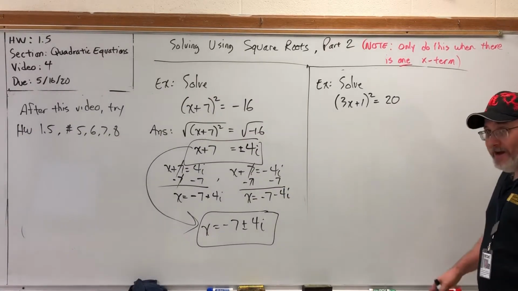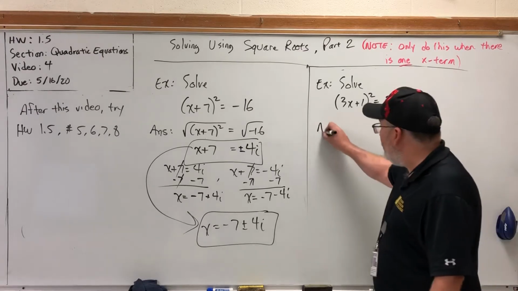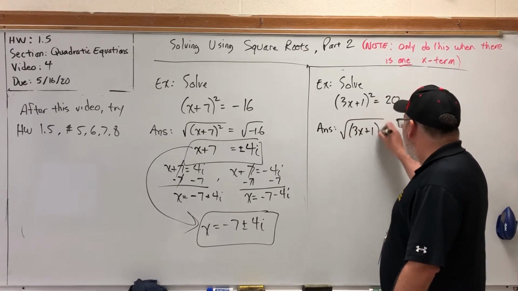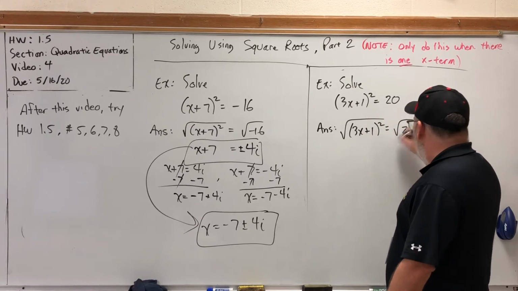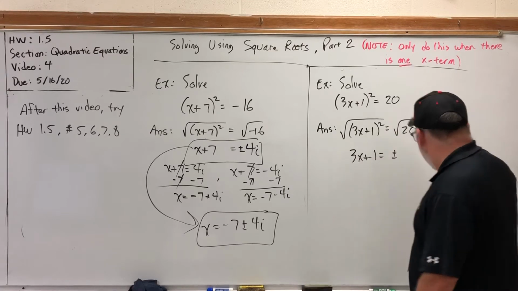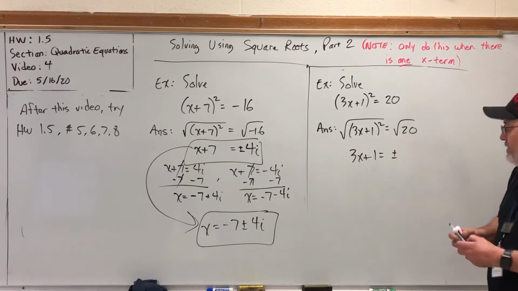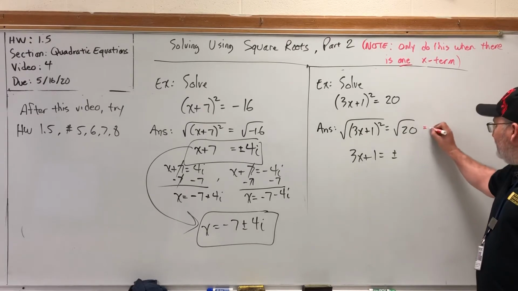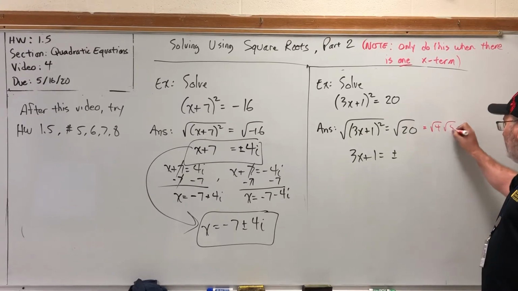Even though there's no i's, watch what happens when I break out the square root. Square root of (3x plus 1) squared equals the square root of 20. Cancel the square, bring in the plus minus. We have a different issue over here. It's not the fact that it's negative, because it isn't. It's the fact that it's a 20, which I can break into the square root of 4 and the square root of 5.